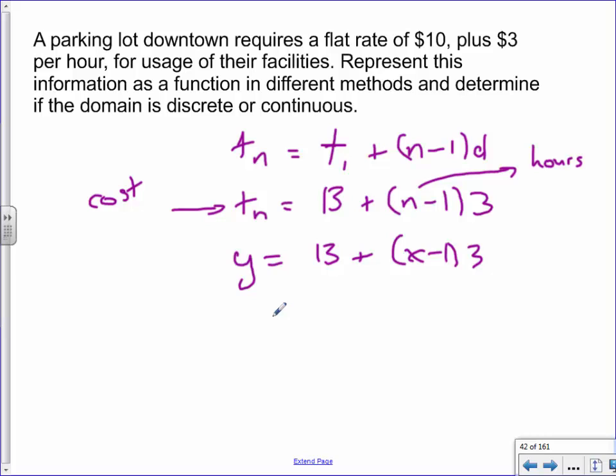Another way we could write it, by the way, would be like this. F bracket x equals 13 plus x minus 1, 3. It kind of means the same thing. This just implies that the variable we're using is x.